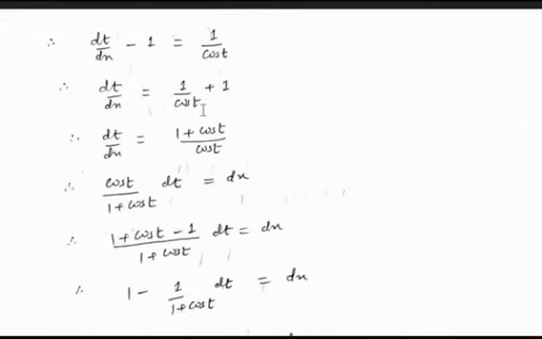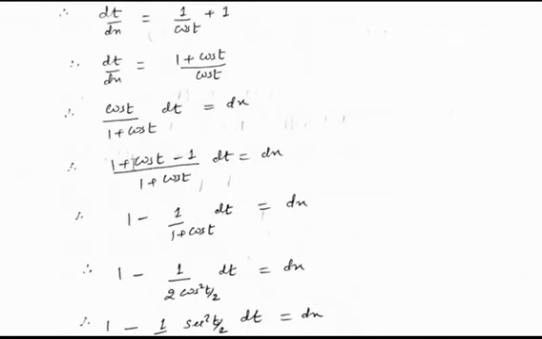Now taking cos t as the LCM, we have (1 plus cos t) over cos t. Now applying the concept of variable separable form, with dt we have to write down the function of t, and with dx we have to write down the function of x. So it will become cos t over (1 plus cos t) dt equals dx.